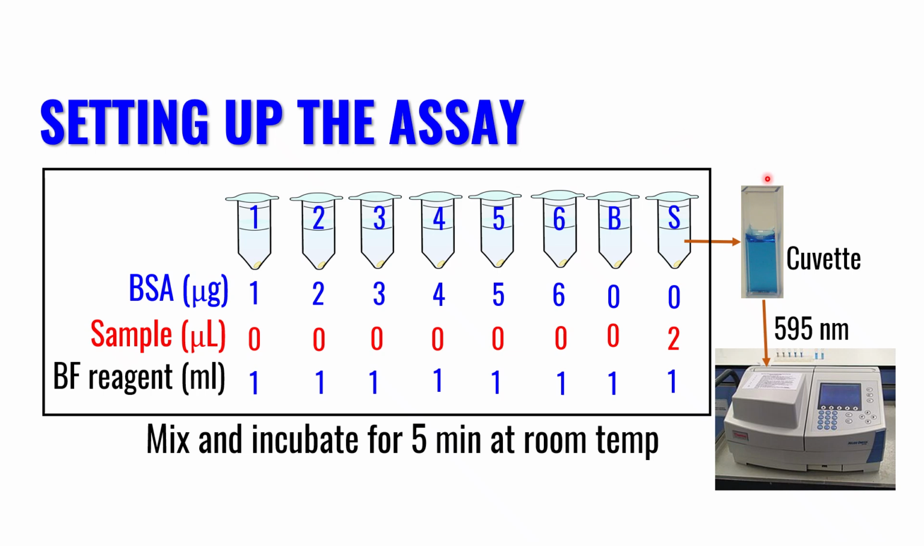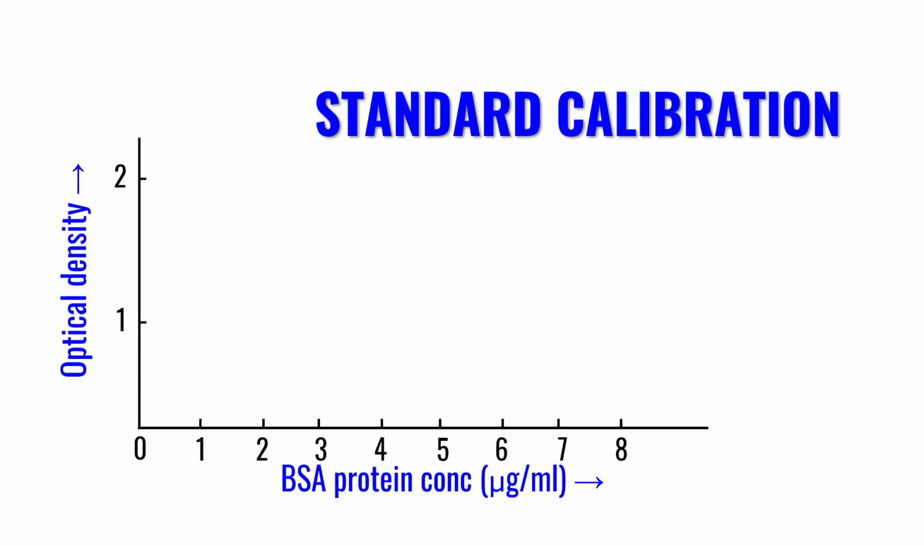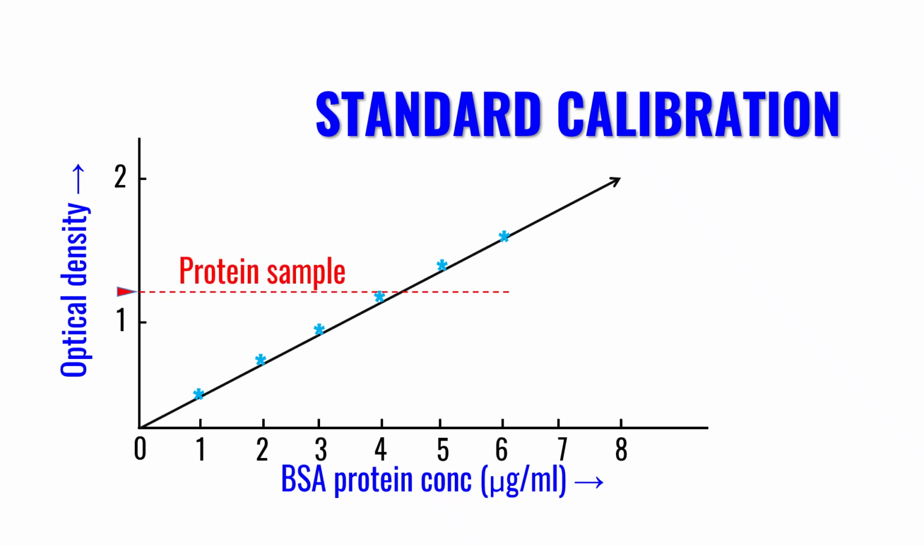Now, using these optical densities, prepare a curve between the optical densities and the concentration of BSA to calculate the concentration of protein in your sample. So to calculate the amount of protein in your sample, you first prepare the standard curve between the optical density and the concentration of BSA, and this is a straight line. Let's say in your sample the optical density is 1.2. You can calibrate the curve using this value, and you can calculate the amount of protein in your sample. In this case, it is 4.4 microgram per ml.